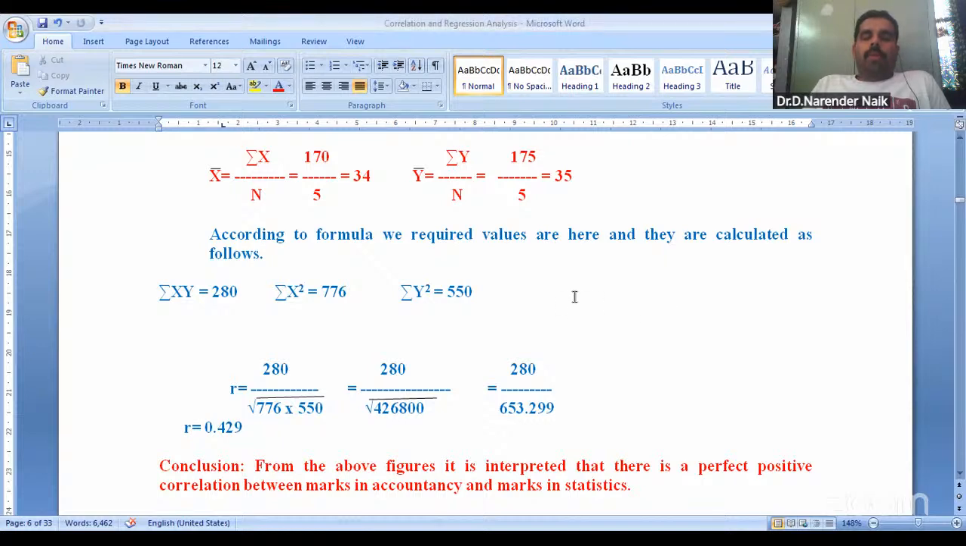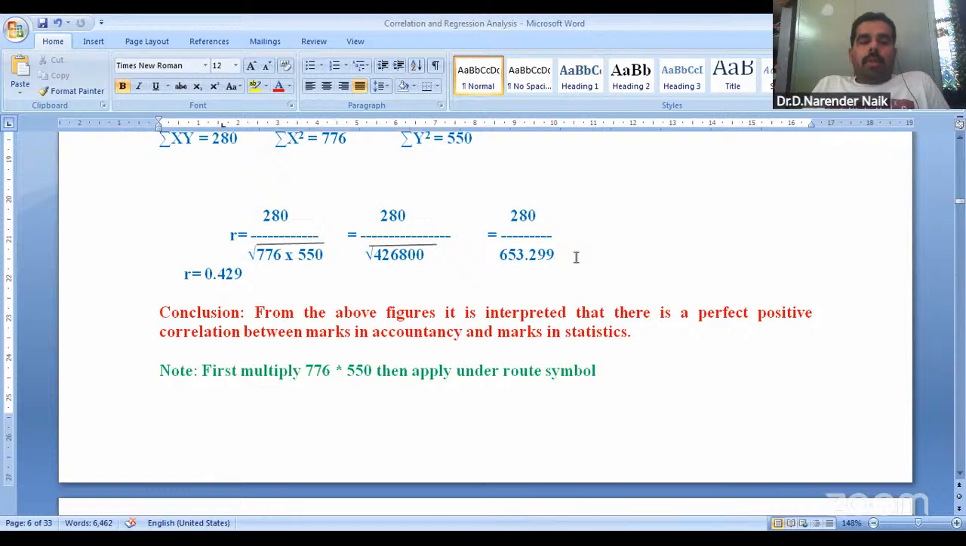Okay, if anybody has any doubt, you can raise your doubts. This is a problem for actual mean. First, see here, note number one: under root of 776 into 550. First you do the multiplication, then you will get 4,26,800. Then go for the under root, and you will get 653.299. That is the numerator divided by the denominator. R is equal to 0.429 is the final answer.